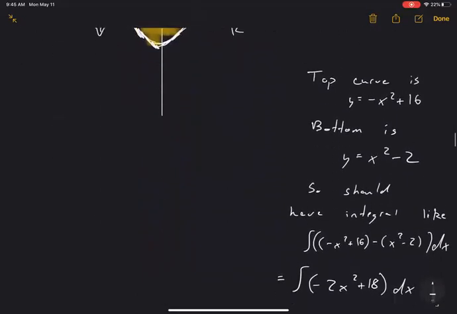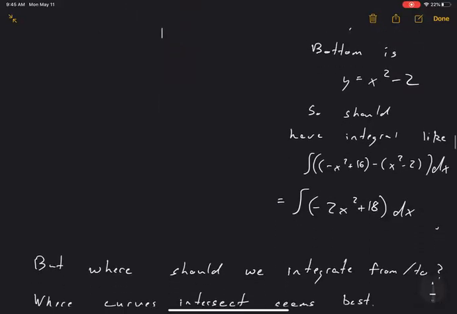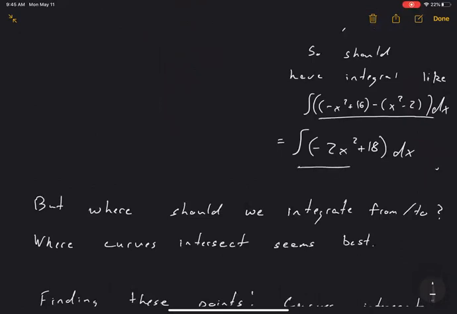And now I've just restated some information here. The top curve is y equals negative x squared plus 16. The bottom curve is y equals x squared minus 2. So the integral should be, and I've put everything in parentheses again to keep my negatives straight, negative x squared plus 16 minus x squared minus 2. And after I distribute my negatives and simplify everything, my integrand should be negative 2x squared plus 18. If you're wondering where that came from, start at this step and go ahead and simplify, and you should end up with the same thing here.